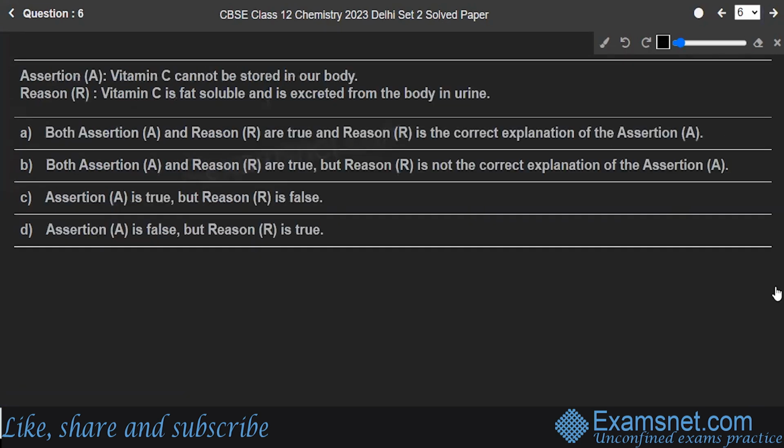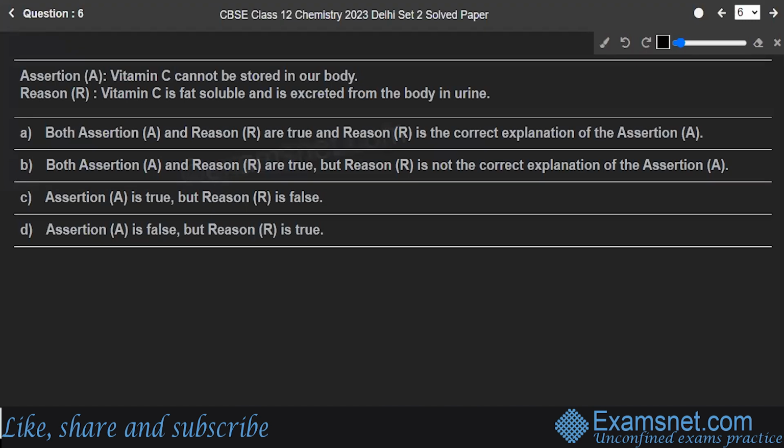Hope you understood this. Next is question number 6. Assertion says vitamin C cannot be stored in our body. Reason is vitamin C is fat soluble and is excreted from the body via the urine. The right answer is C. Look at the assertion. Vitamin C cannot be stored in our body. Vitamin C is a water soluble vitamin. We cannot store it because it is excreted from the body through the urine.